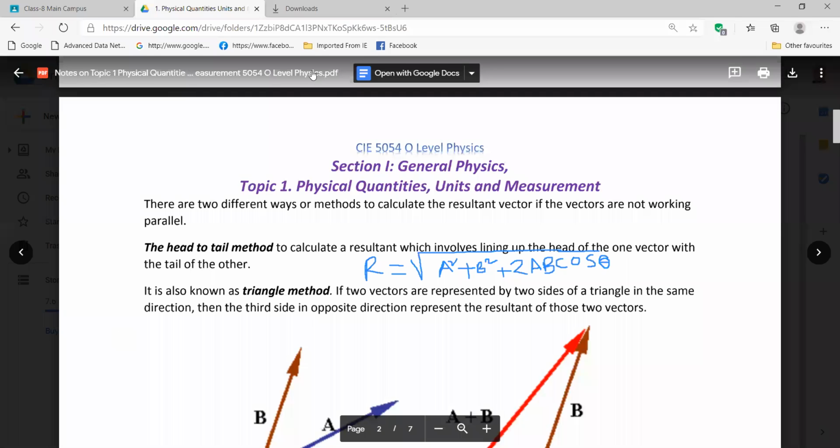Rather, we are using the graphical method. Graphical method means you have to draw something, right? And that one we are calling scaling.